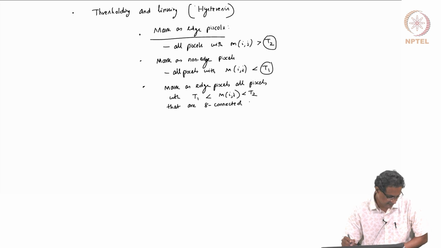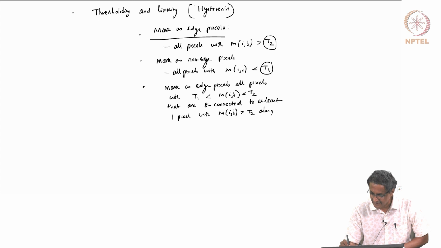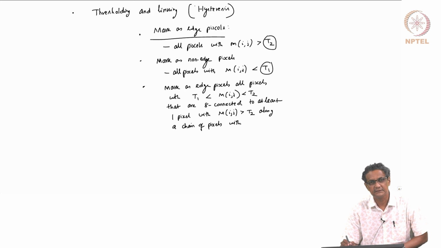That are 8 connected to at least one pixel with Mij greater than T2 along a chain of pixels. This looks a little verbose, but I think chain of pixels with, what do you think? With Mij greater than T1.